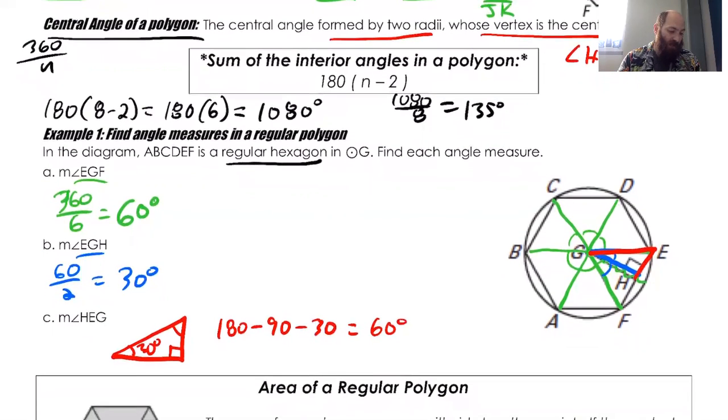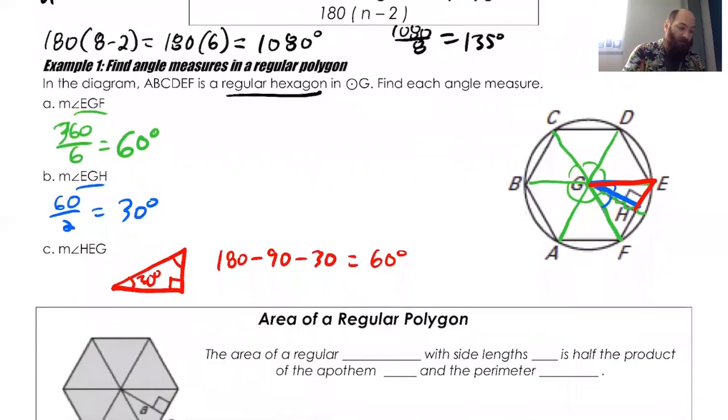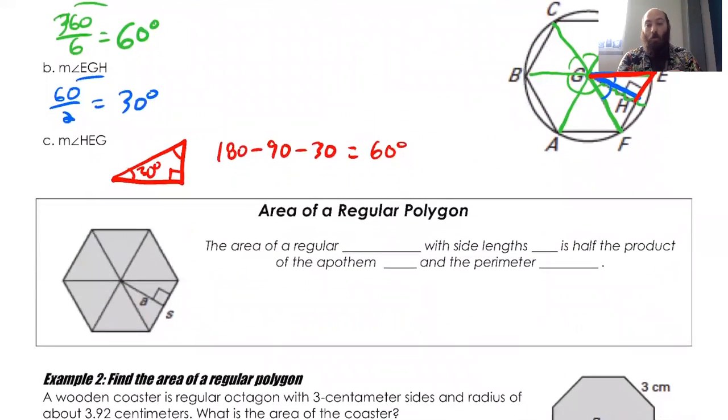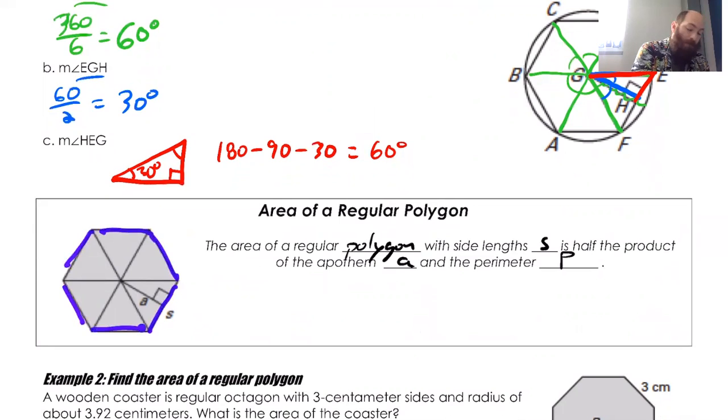Here's where it gets into play. Let's find the area of a regular polygon. That has its own formula. The area of a regular polygon with side lengths, we'll call them S, is half the product of the apothem A and the perimeter P. Remember, perimeter is the distance all the way around a shape. If all the side lengths are the same in a regular polygon, then instead of adding them all up, I can find the perimeter by just taking the number of sides times the side length.